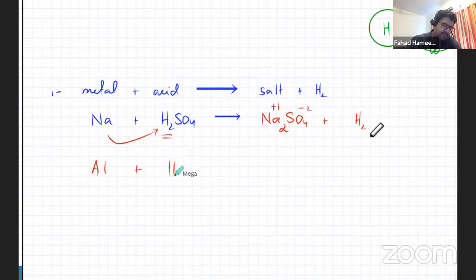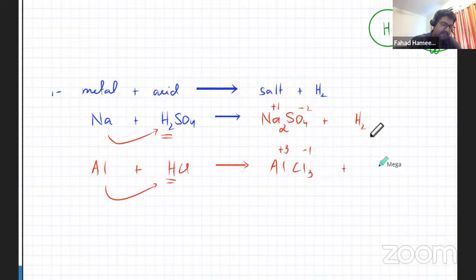with HCl. What's the salt that's going to be produced? Get rid of the H, put aluminium in its place. So that's Al and Cl. But do crisscross again. Al is group 3, so that's +3. Cl is group 17, that's -1. So the formula is going to be AlCl3, plus H2 gas. Is that clear?